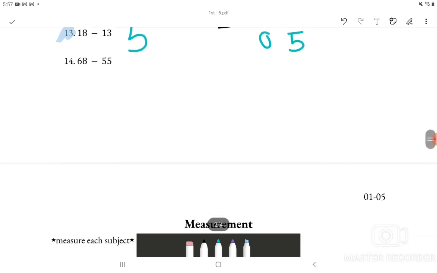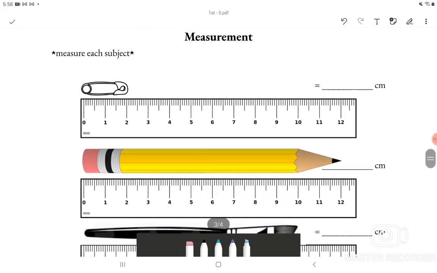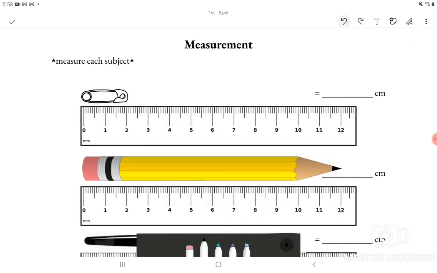Let's move on to the third section, which is measurement. And we're going to do number 1 and 2 together. For number 1, it starts off at 0 and it ends at 2. We would just have to count the length of it, so it would be 1, 2 steps. So we know that it's 2 centimeters.